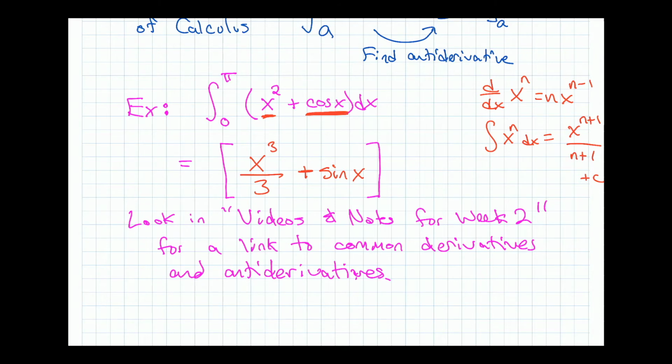Why is it positive sine x? Because take the derivative of sine x. What do you get? You get cosine, right? So the derivative of positive sine is positive cosine. So this is the way the signs work, because you're working backwards. And then these limits of integration, as they're called, put them there.